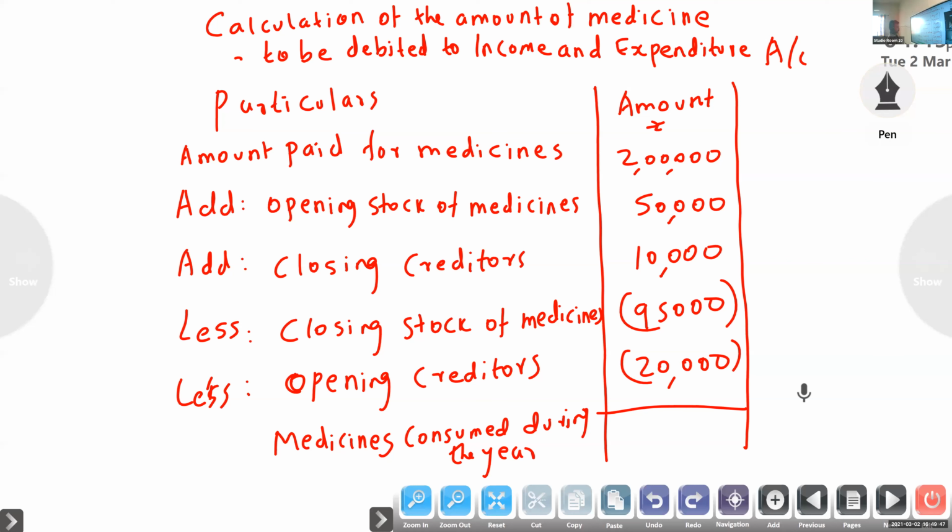So one more question. From the following information, calculate the amount of medicines to be debited to income and expenditure. Okay, same pattern only. 31st March 2017, 31st March 2018. Opening is 31st March 2017, closing is 31st March 2018. Stock is given, creditors also given. Cash paid to creditors for medicine also given. So same like here. Last question.